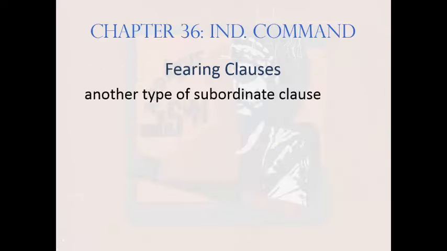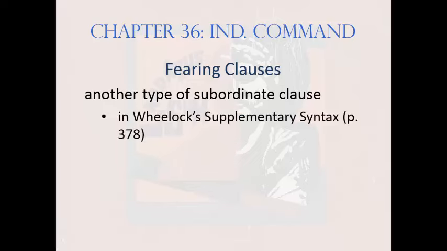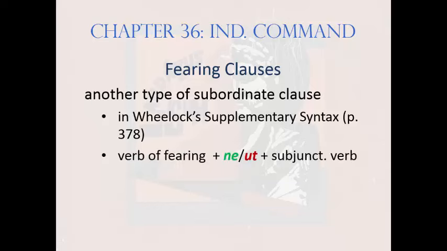There's another type of subordinate clause, a fearing clause, we need to address before stamping you Latin grammar proficient. Wheelock doesn't include fearing clauses in the main part of his text. They're discussed in the supplementary syntax at the back of the book, page 378. But it's a construction you need to know. Super simple. Verb or word of fearing in the main sentence, like I'm scared, or the fear, or so trepidatiously, plus ne or ut, plus a subjunctive verb. That's it. With one catch.